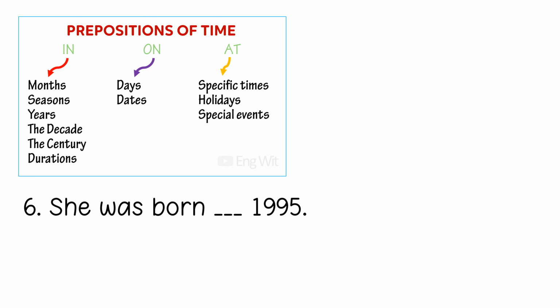She was born blank 1995. The time indicator in this sentence is 1995. 1995 is a year. Therefore, here we use the time preposition in. She was born in 1995.